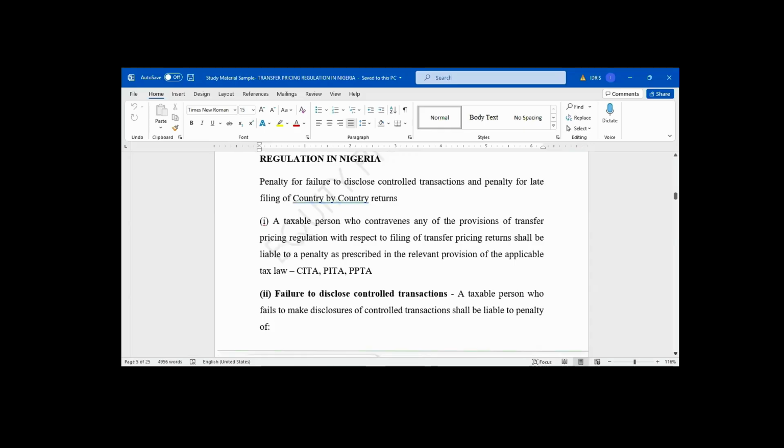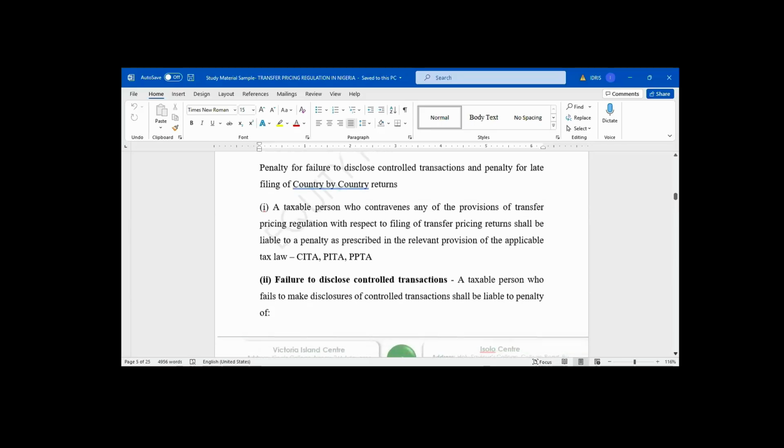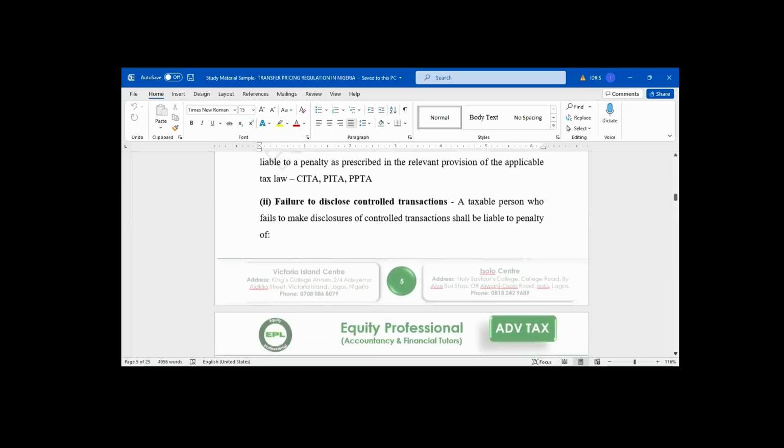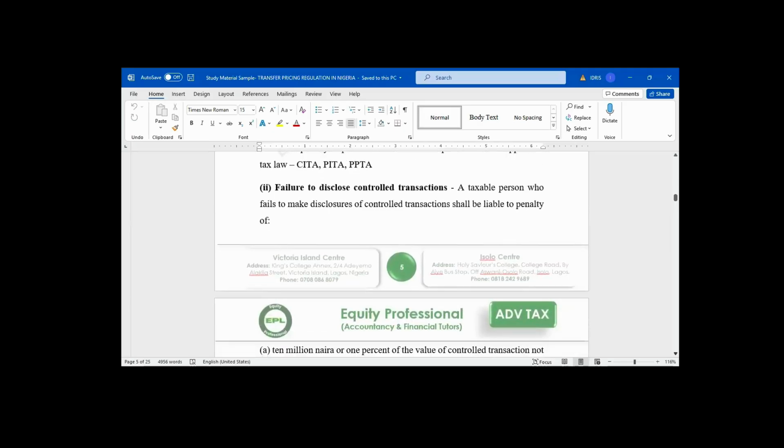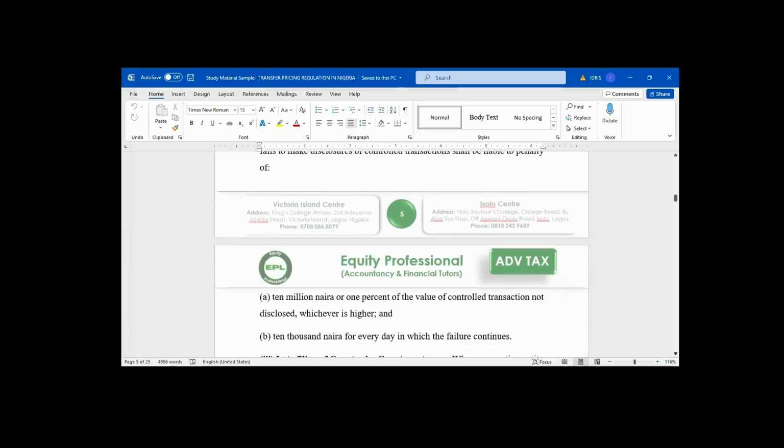Another penalty is failure to disclose a controlled transaction. When you sell goods to your associate or to your subsidiary, and you fail to disclose that transaction in your financial report, while presenting your tax assessment, while filing your tax return, especially if you're a multinational company that falls under transfer pricing regulation, first, you'll be liable to a penalty of 10 million naira or 1% of the value of the controlled transaction.